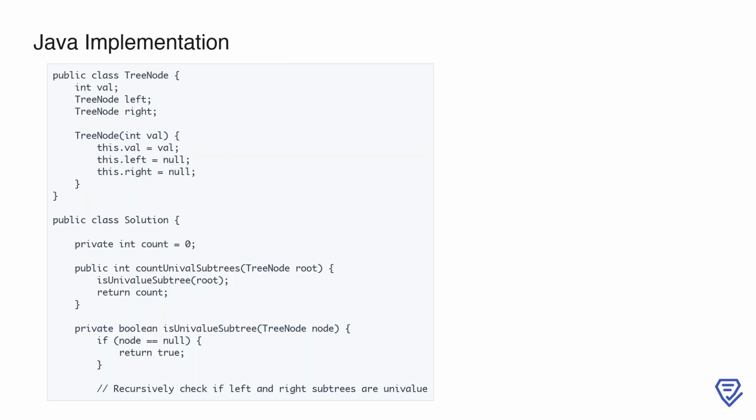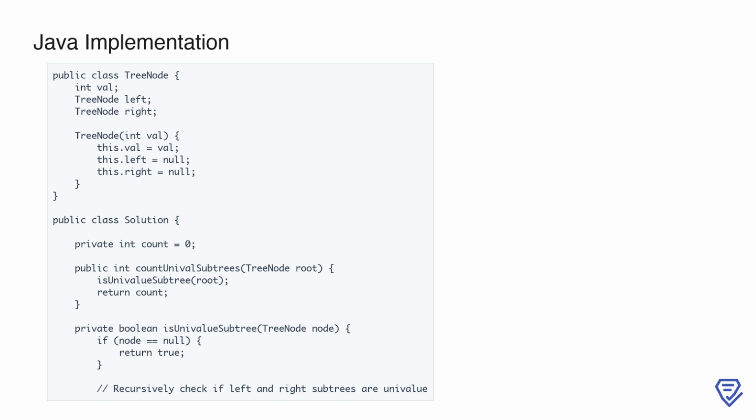Here, we start by defining the tree node class, which represents the basic structure of a binary tree node. Each tree node has an integer value and pointers to its left and right children. The constructor initializes the node's value, and by default, both children are set to null.